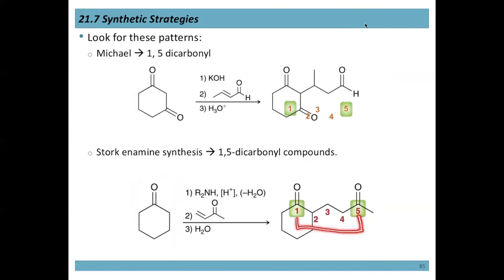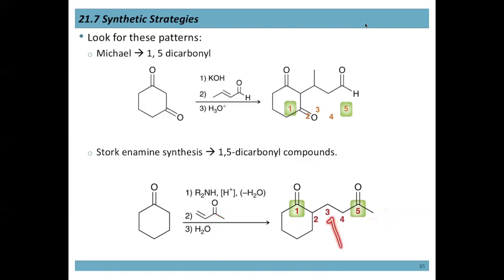But again, we get a 1,5-dicarbonyl compound from this. And lo and behold, from this compound here that we got from a Michael reaction, where did we get this from? Think about it, we got that from an aldol condensation.